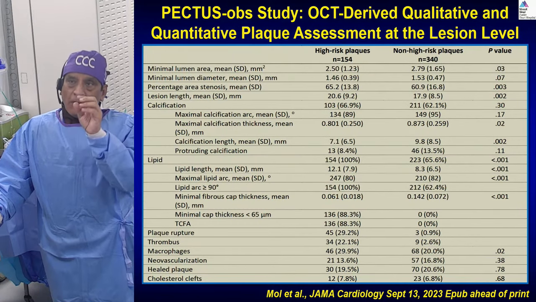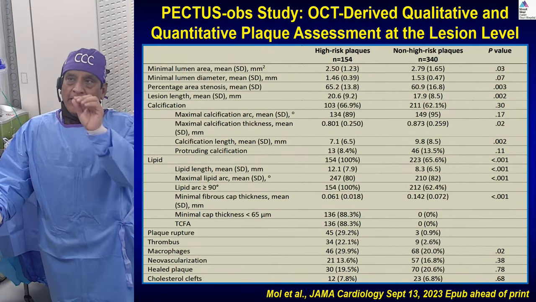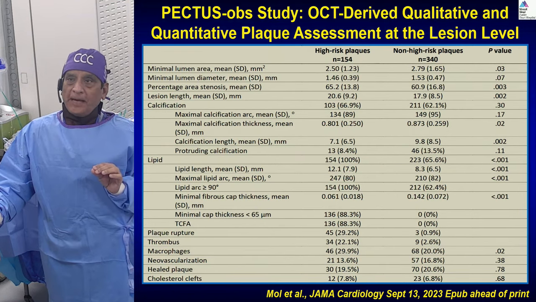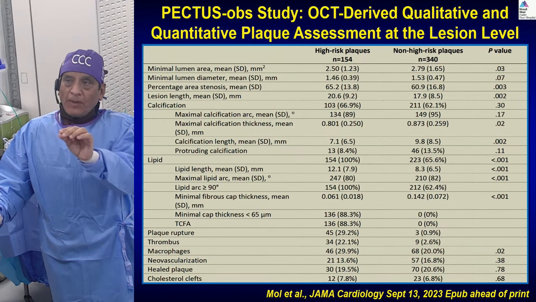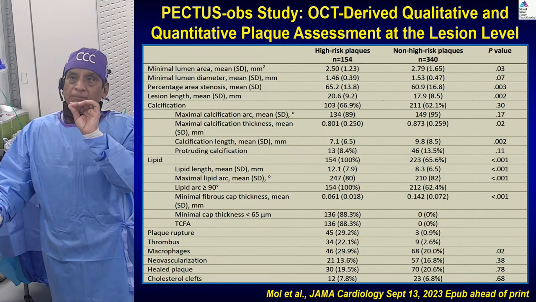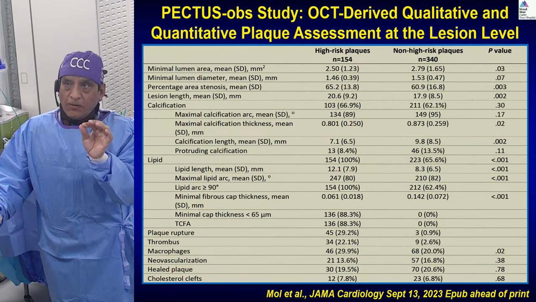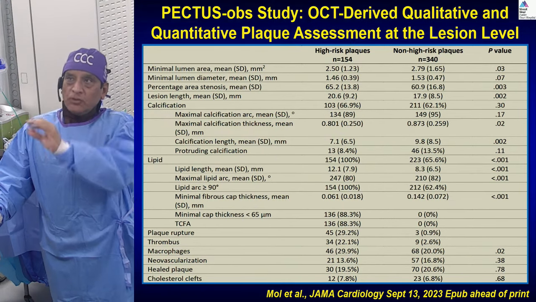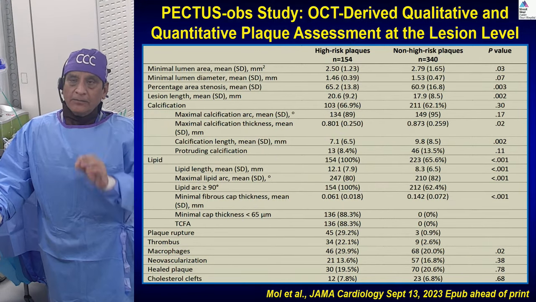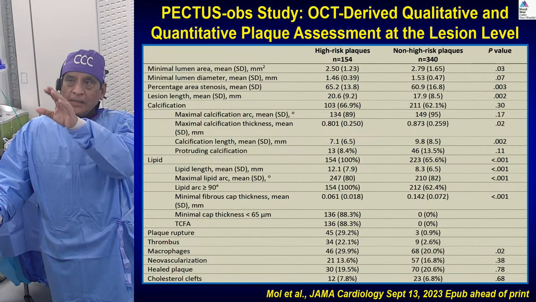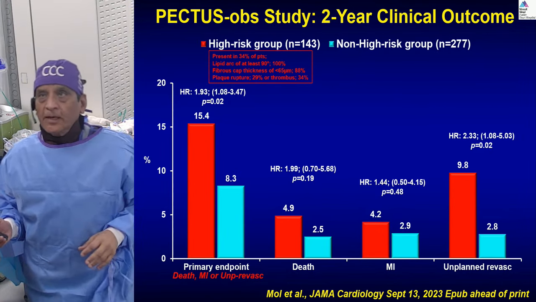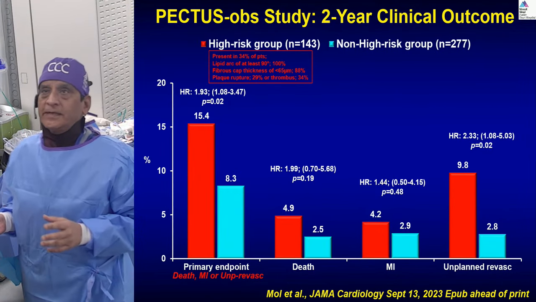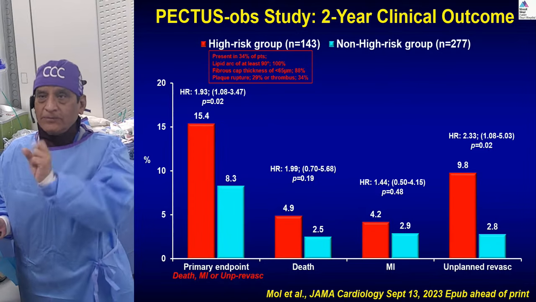And also, what did they find in the high-risk plaque? Almost everybody has a lipid arc of more than 90. The fibrous cap thickness was 0.061, and the TCFA, which we call thin-cap fibroatheroma, was 88% versus 0% in the high-risk plaque. As you can see, plaque rupture was 29%, thrombus in 22% of cases, as shown here, with neovascularization. So with that, one-third, 34%, had high-risk plaque, and these were the events.